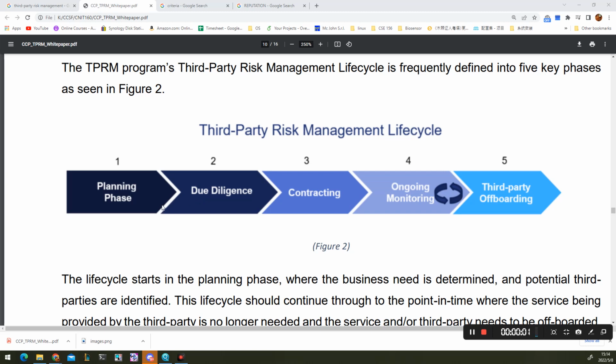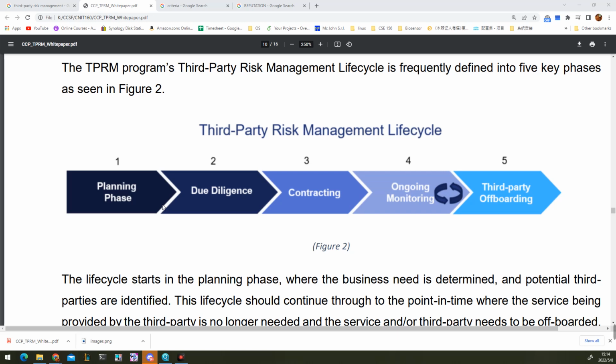Everyone, today I'm going to present the third-party risk management life cycle. Why do we need that? The simple idea is that the company needs to meet a business need, so we need to invite a third party to provide related service. The life cycle is how to do that.